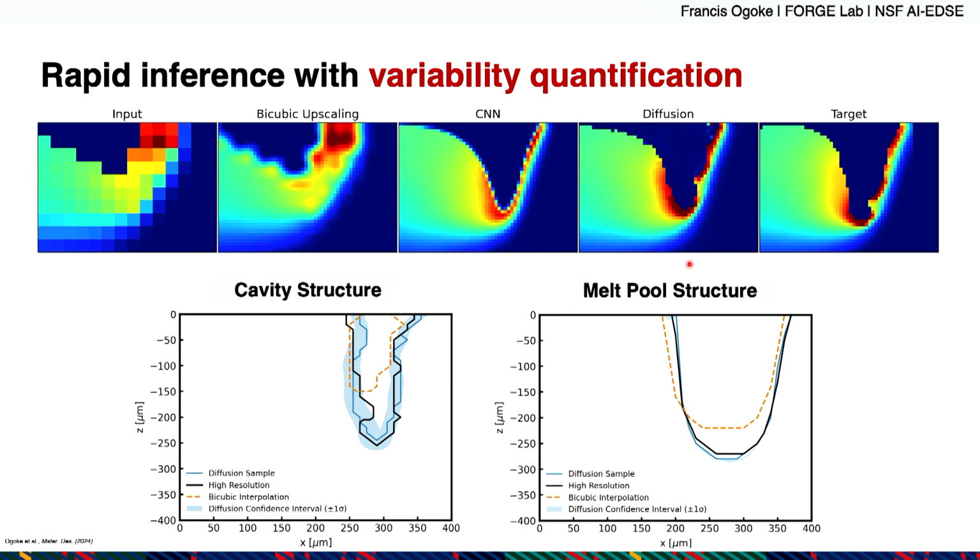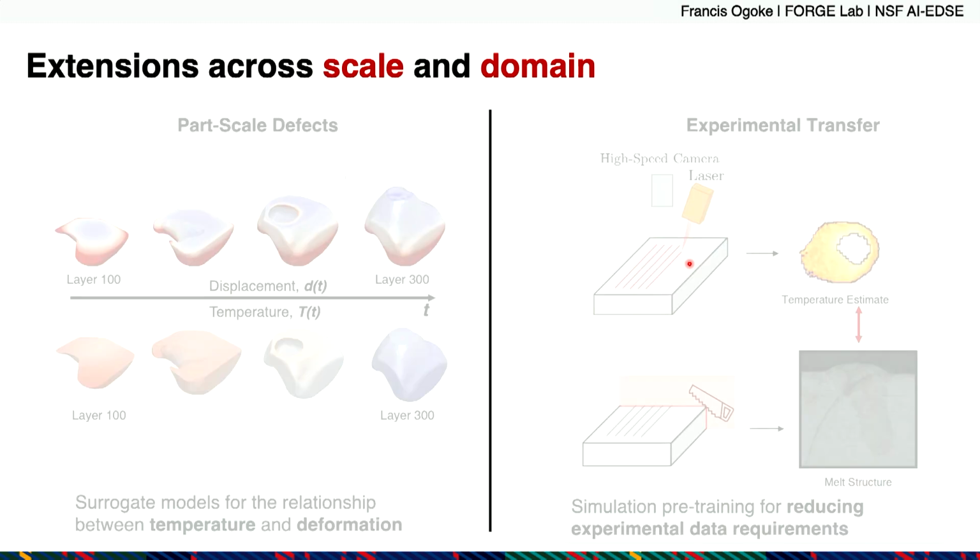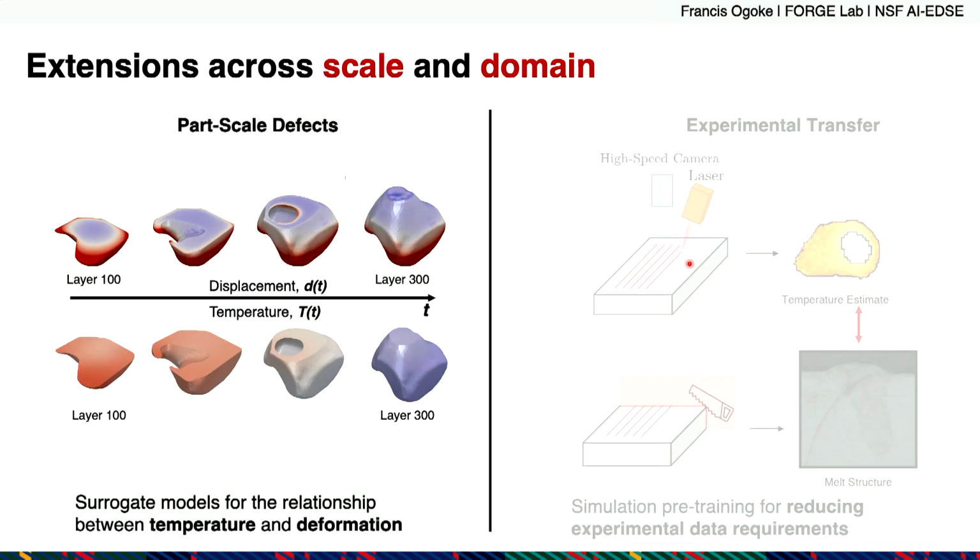So now that we have some useful way of doing this upscaling from low fidelity to high fidelity at the melt pool scale, these are further extensions that could be interesting to explore. Following some more work from my postdoc is to look at ways we can model these defects at the part scale, as opposed to the very, very small melt pool scale. So again, looking at how this will apply to evolving temperature and displacement over the entire part at the macro scale.